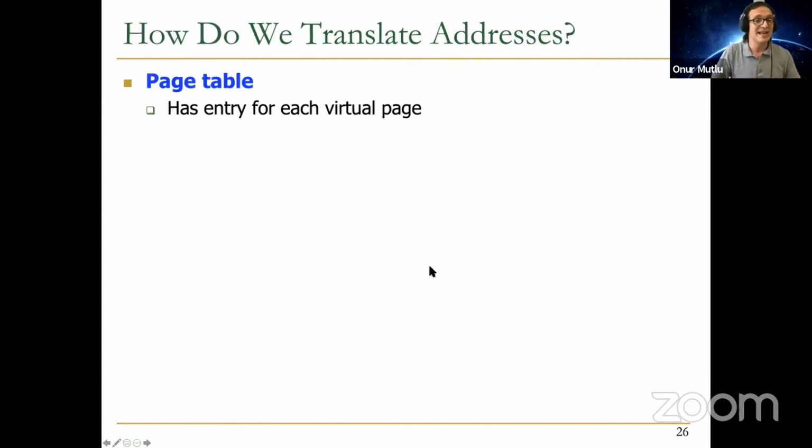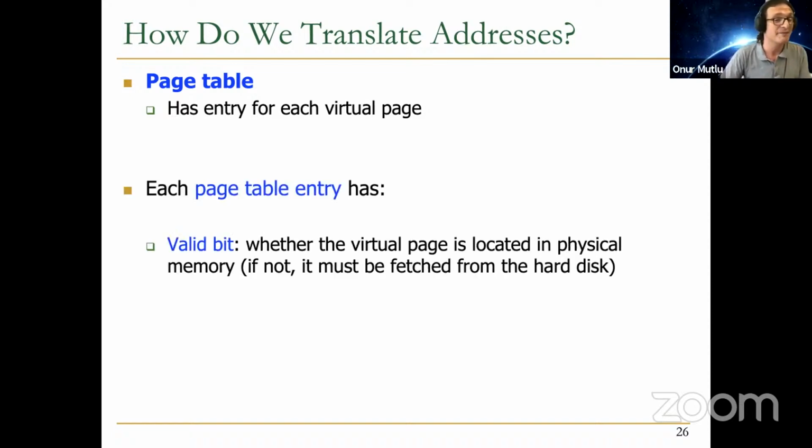Okay, so how do we translate addresses? Page table has an entry for each virtual page number, essentially. It has to. Otherwise, you cannot translate an address, and otherwise you won't be able to support virtual memory. Each page table entry has a valid bit, very similar to a cache again. And this basically specifies whether the virtual page is located in physical memory, whether the virtual page is cached in the physical memory, essentially. If not, it must be. If the page table entry that you're accessing is invalid, you need to fetch it from the hard disk. Basically, that's a page fault.